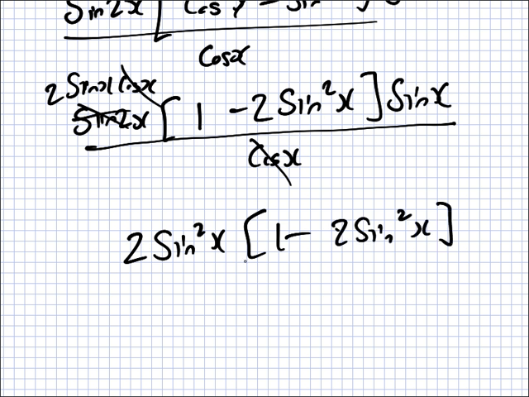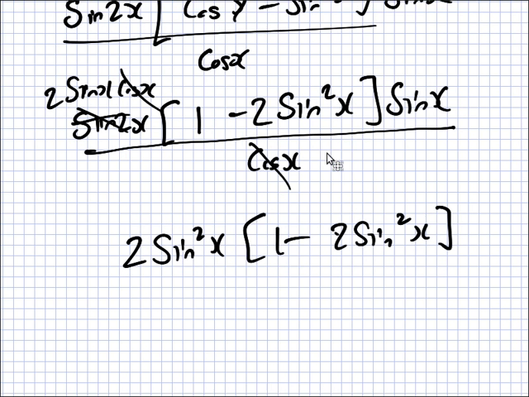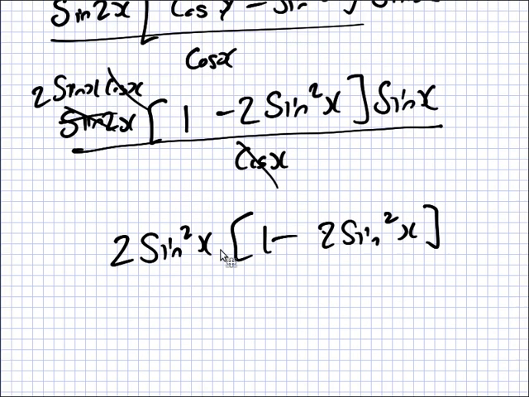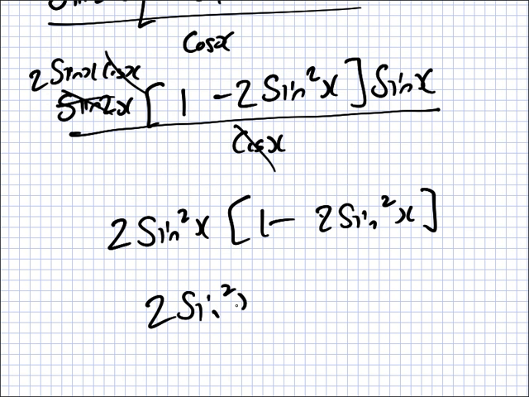No, 2 sine x. 2 sine x is no square. Oh, there then is square. Oh yeah, and that sine makes the square. So this is 2 sine squared x minus 4 sine 4x.